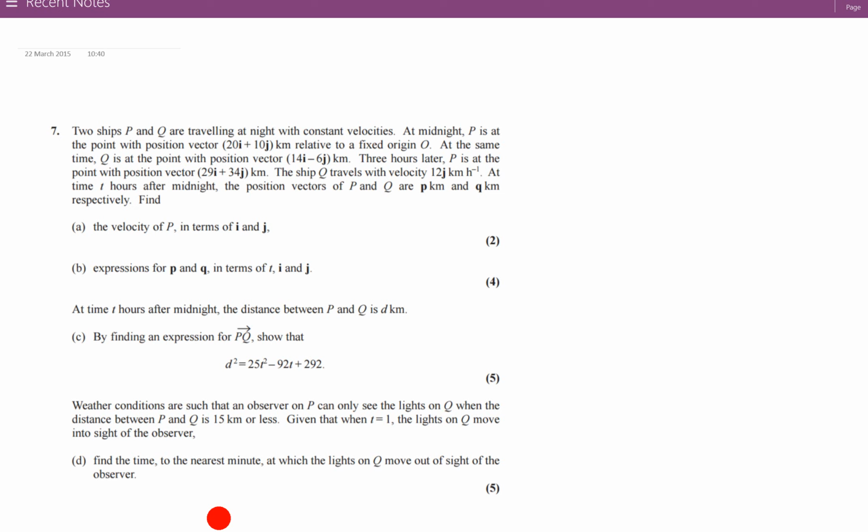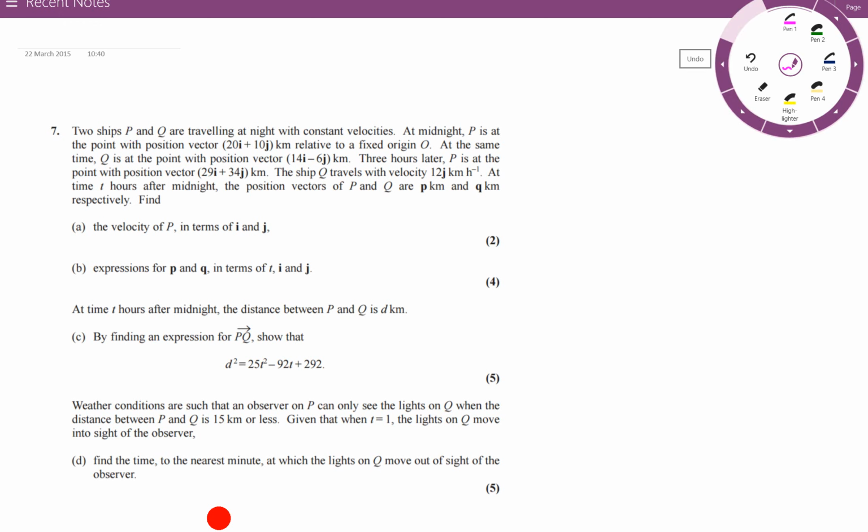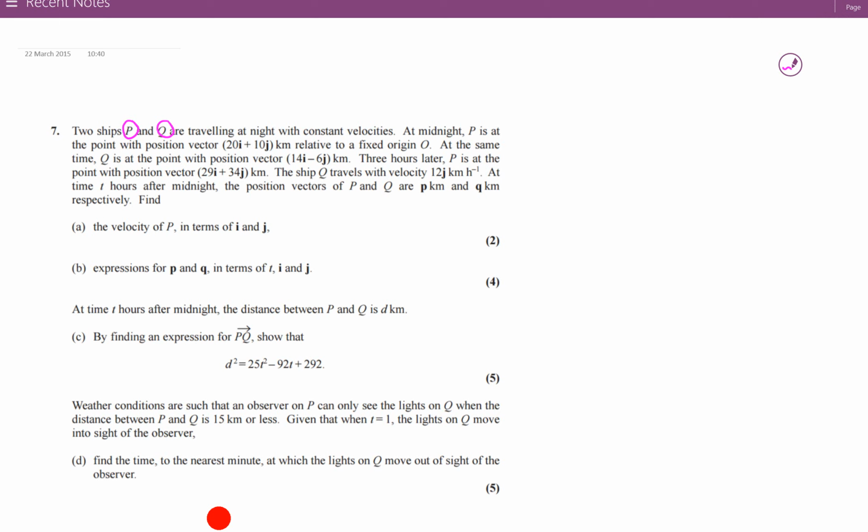So you've got this question. I'm going to start highlighting stuff. So you've got P, whoops, very messily. Position that. Q is position that. 3 hours later P is position that.